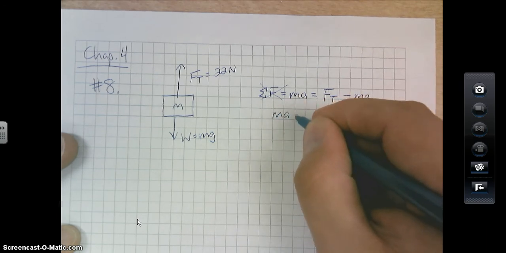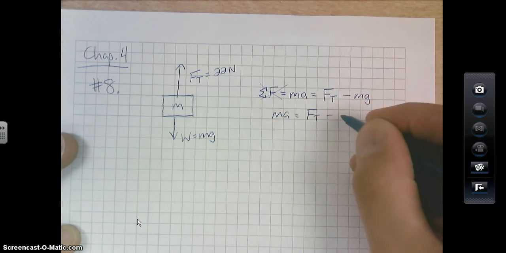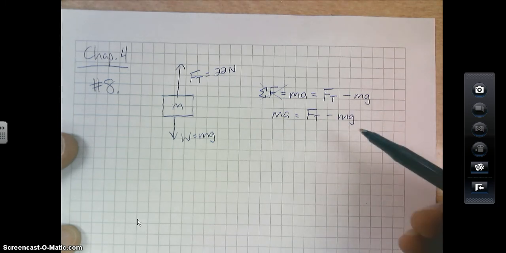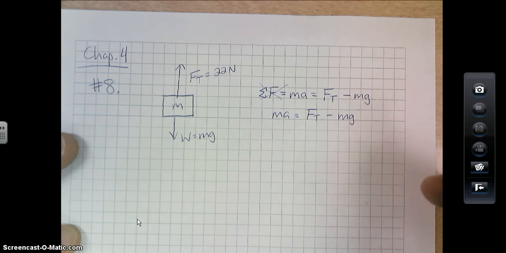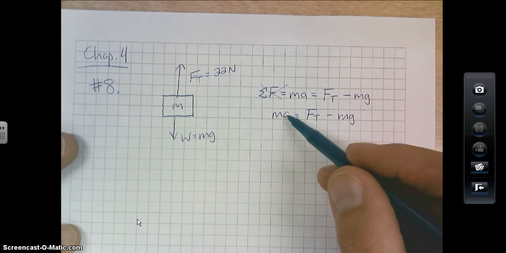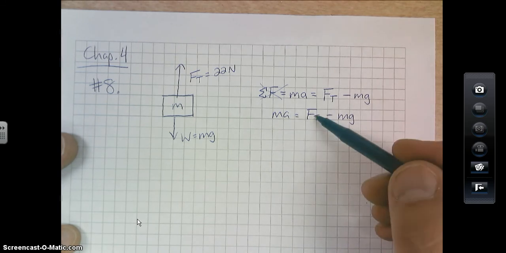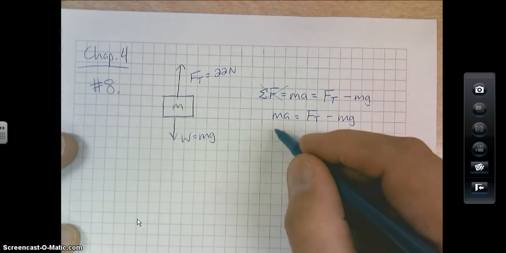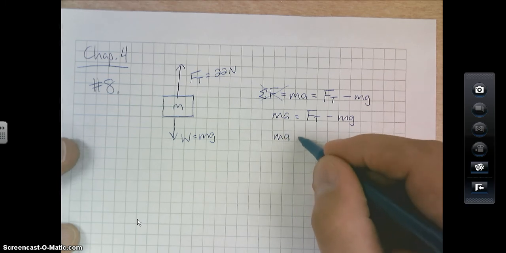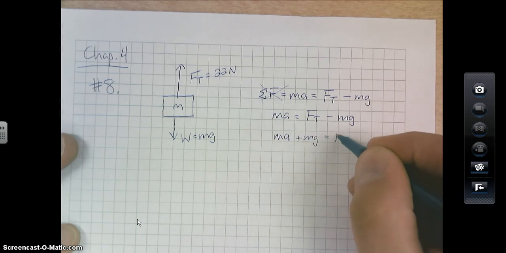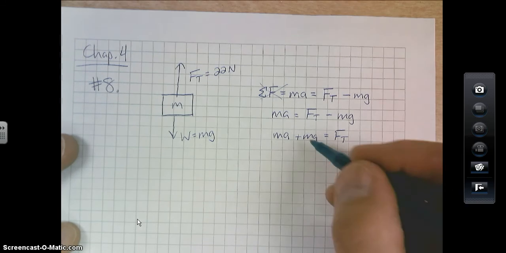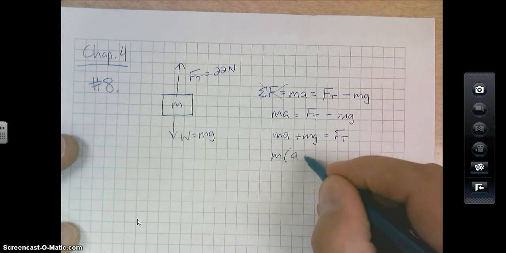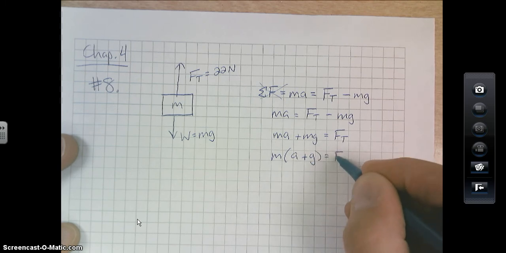So ma is F_T minus mg, because again, I don't know the mass. That's what I'm trying to find. But I know the acceleration, I know gravity, and I know the tension force. So we've got to do a little math here. Let's add mg to both sides. So we get ma plus mg equals F_T. And then if I've got mass in both of these, I'm going to bring it to the outside and have m times (a plus g) equals F_T.